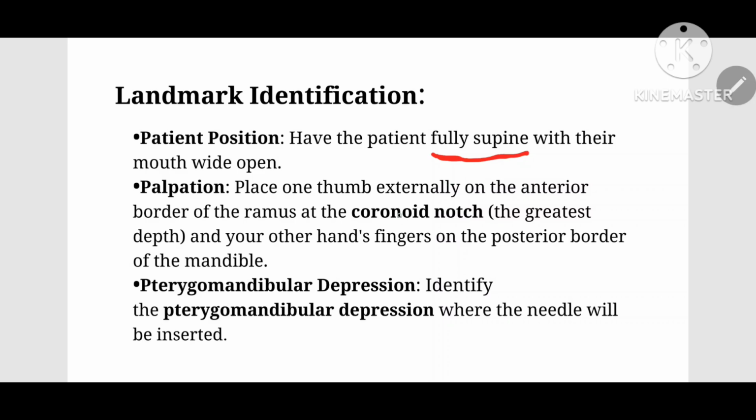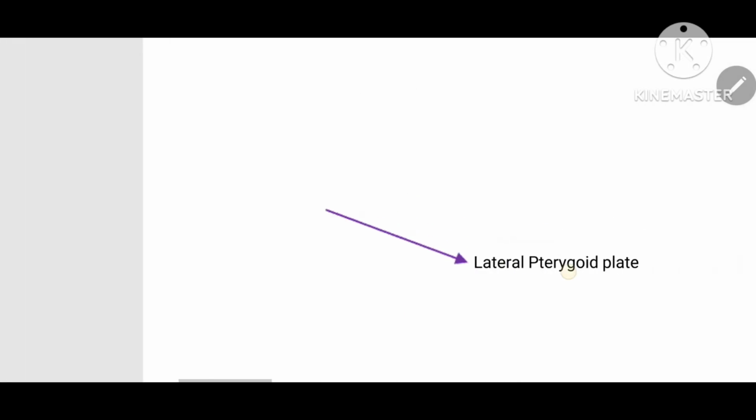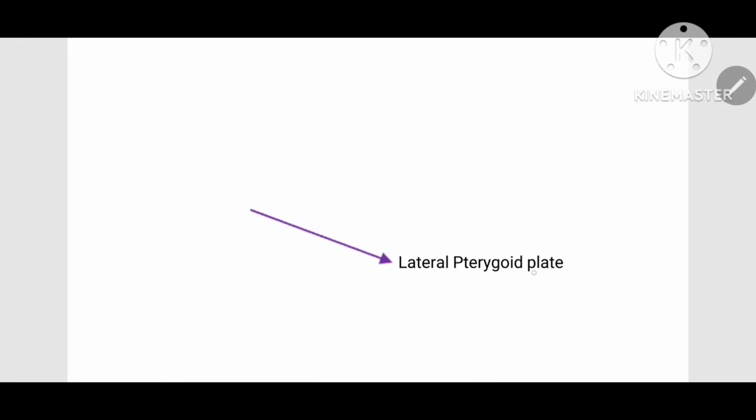That depression is the coronoid notch. Okay, so this is a must. Now coming to the next. This picture is not loaded, I'm sorry for this, and I have marked here the lateral pterygoid plate. It is of our importance; I will tell you later on.